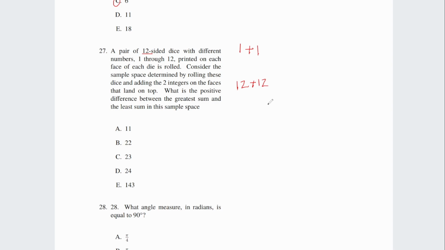Which means that the positive difference between the greatest and the least sum is going to be 24 minus 2, or 22. That's our answer choice. And we want to be careful we're not answering 143 because we're not multiplying. We're taking the sum.